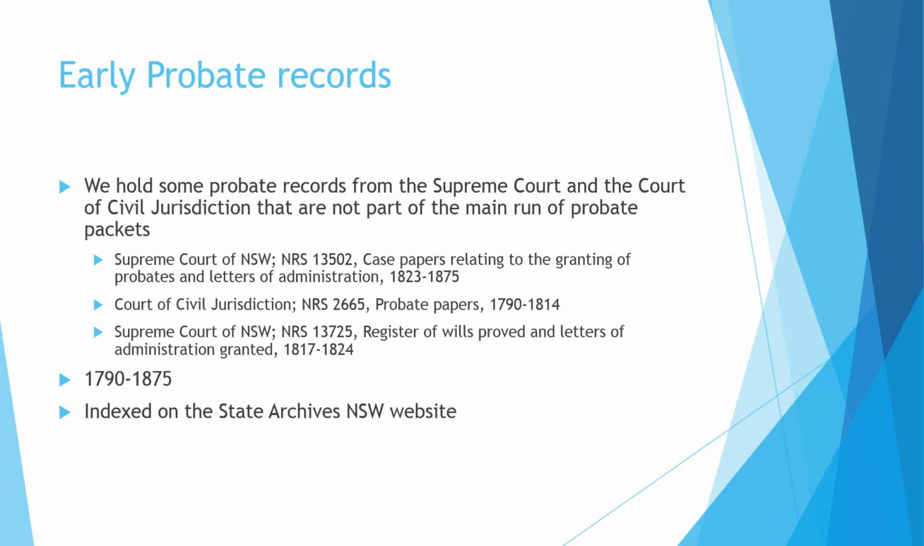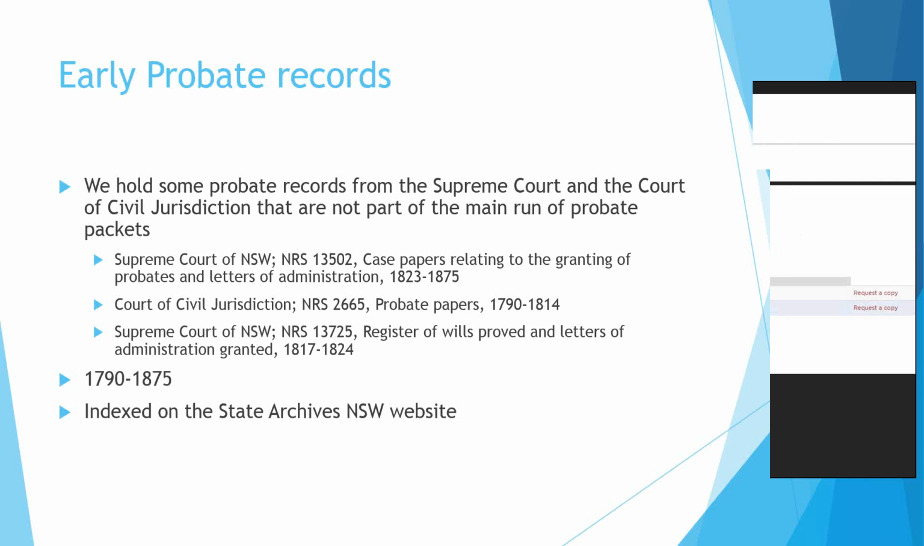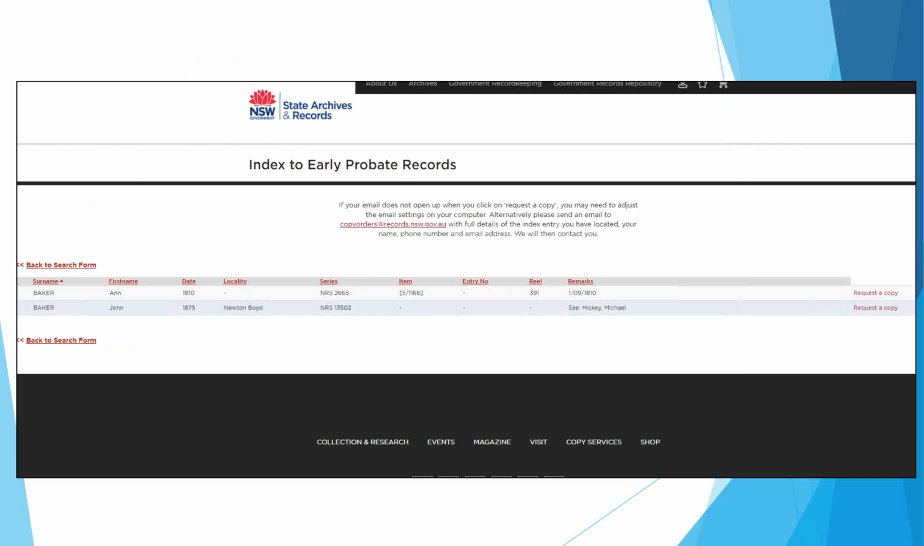Next, we're looking at some early probate records, which were created by the early probate papers, so a register of wills, which covers 1817 to 24. So all up, that covers about 1790. We'll mention those three records on the index to early probate records. So it's something you can check anytime really, that you've got someone up to 1875.